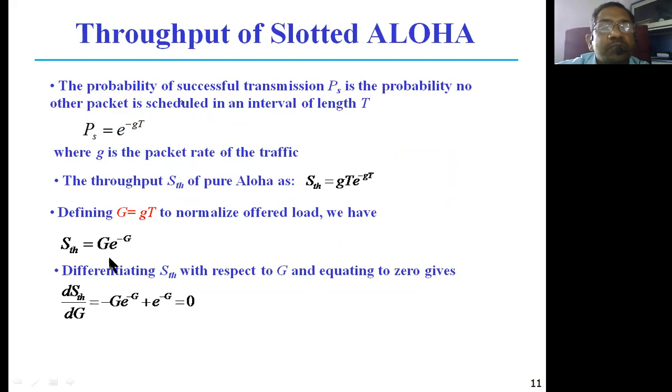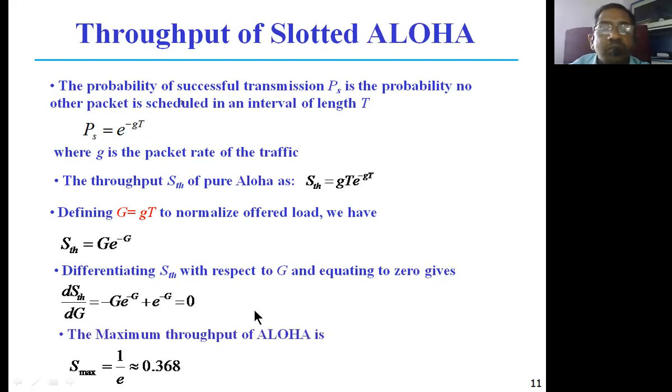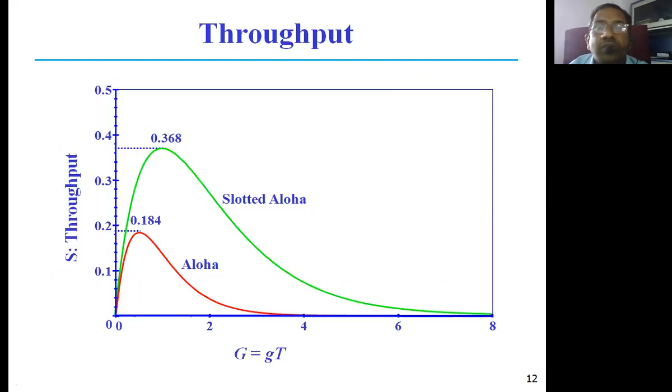So throughput is going to increase means what? G times e to the power minus 2G earlier, now it is going to be just G times e to the power minus G. Therefore, definitely throughput is going to increase. It almost doubles. So 36.8% is double that of the pure Aloha protocol. So here throughput is going to be this much.